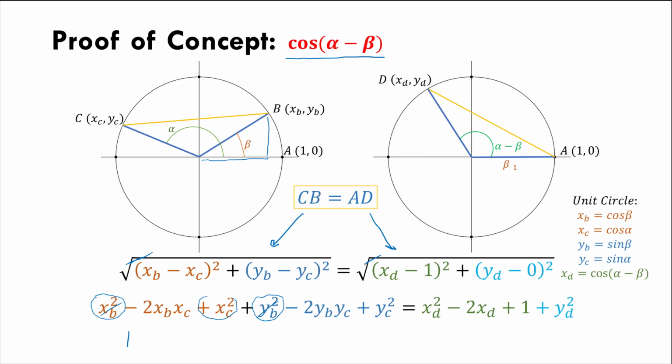And same thing with xc squared and yc squared. When I add those two together, those simplify to 1 because of our trigonometric identities. I'm sorry, this should be a 1.